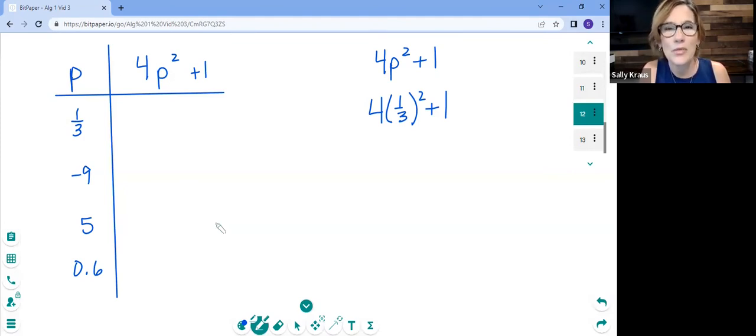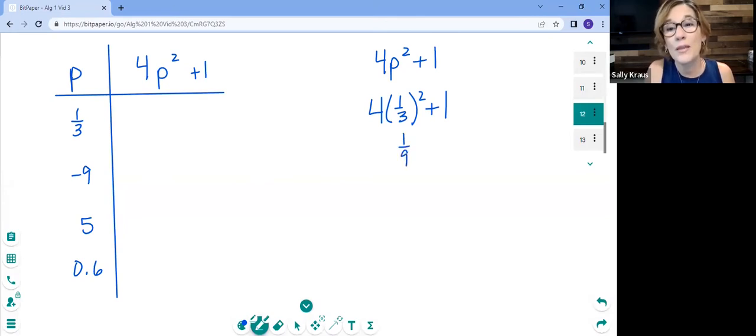1/3 times 1/3. Remember, when you're multiplying fractions, you just multiply across the numerator. 1 times 1 is 1. Multiply across the denominators. 3 times 3 is 9. All right. If it helps to write it out like that on the side, do it, guys. Whatever's going to help you get this answer right is what we want to do.